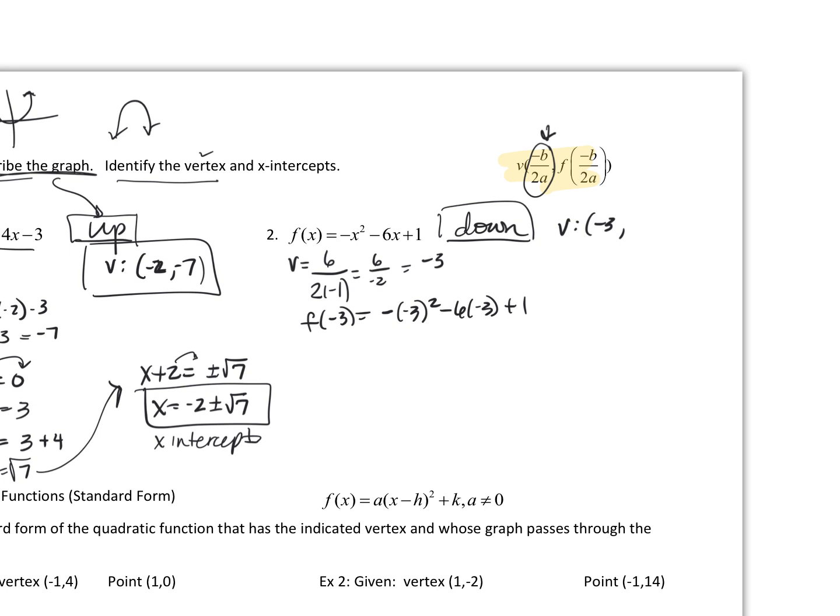Now be careful here with these negatives. When you get negative 3 squared, that's a positive 9, right? But there's a negative on the outside. So that's negative 9 plus 18 plus 1. Do you see it? Did I do it right? Negative 9 plus 18 is leaving me with positive 9. Plus 1 is 10. So my vertex is at negative 3, positive 10.